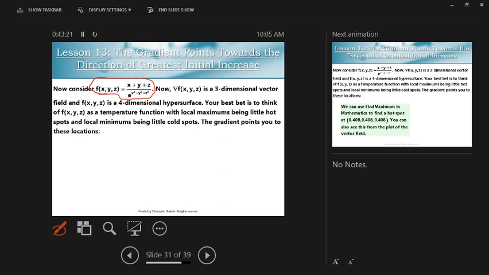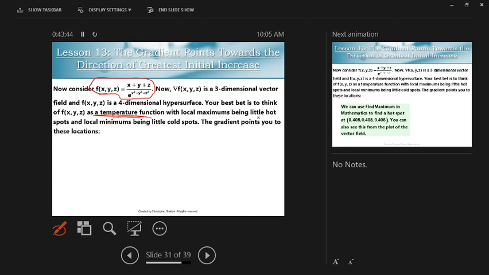So instead, I want you guys to think of f of x,y,z as a temperature function. You're moving around in three-dimensional space, and you're keeping track of how hot or how cold it is where you are in space. So maybe you're a scuba diver swimming in the ocean, and some parts of the ocean are hotter, some parts are colder, and you're tracking your temperature as you're swimming around.